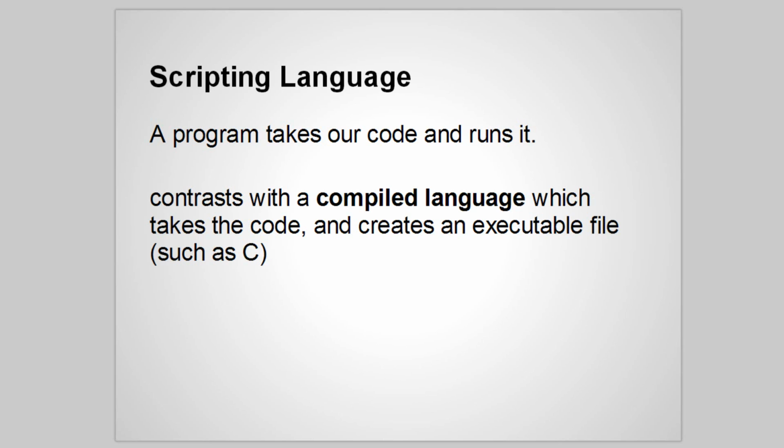It contrasts with a compiled language, which takes the code and creates an executable file, such as C. For a compiled language, all you have to do is click the icon, for example, and it will run the program. You aren't going to need a program to take our code and run it. It just compiles itself.